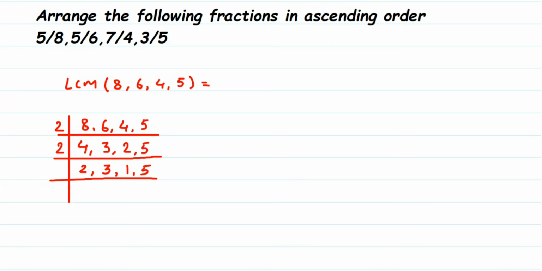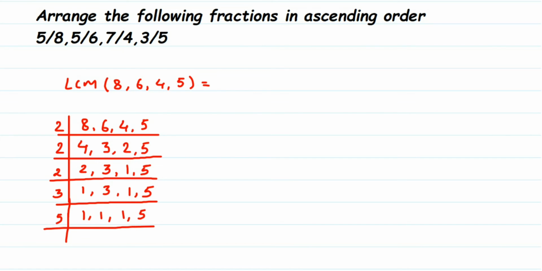Now we have the numbers 2, 3 and 5, which don't go in any of those tables. So you can just do 2 1s are 2, and then we have 3, 1 and 5. In the next step we have 3, then 1, 1 and 5, and the last step we have a 5. That's it. 5 1s are 5. Now multiply all these numbers.